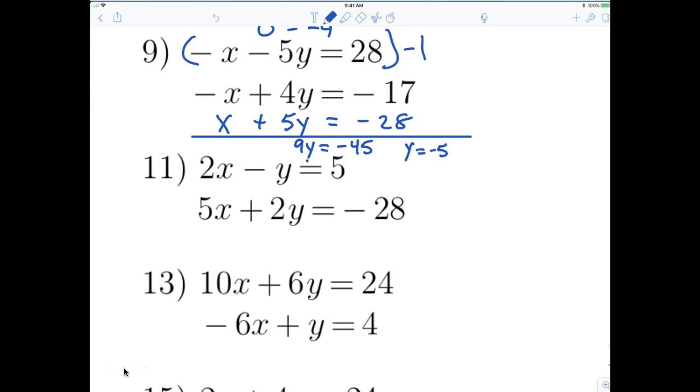Everybody have to, yeah, just plug it into one of the equations. Does it matter which one? No, so you're trying to pick out the easiest one. And there's no real easy one, I guess. So we'll do the top one.